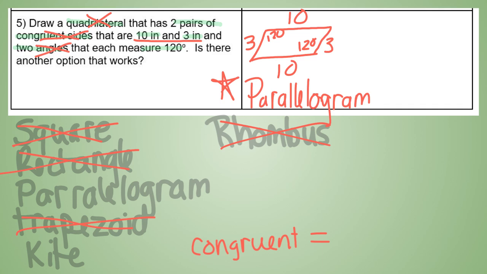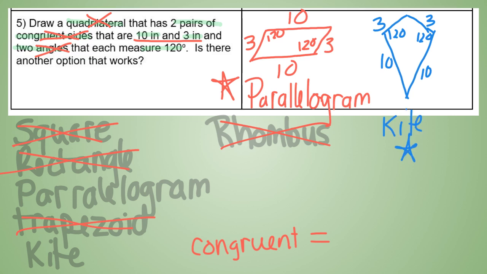All right, let's see if we can make a rhombus work, or I'm sorry, a kite work. So if I draw it like this, where this is 3 and this is 3, and that's 10 and that's 10, that looks good. And then this would be the 120, and this would be the 120. I think a kite will also work. We have two options here.